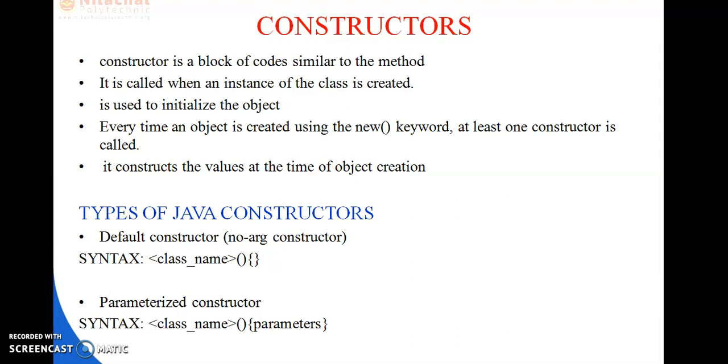There are two types of constructors: default constructor and parameterized constructor. A default constructor is one where we do not give any arguments or parameters. But in a parameterized constructor, we give some parameters within the parentheses. Always remember that a constructor has the same name as the class name. When we declare a constructor, it is used to initialize the object.